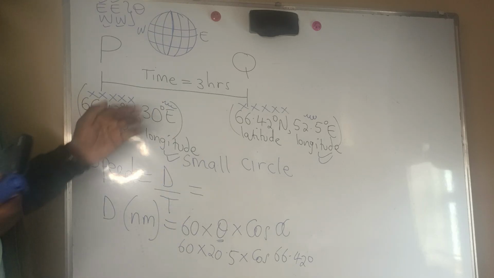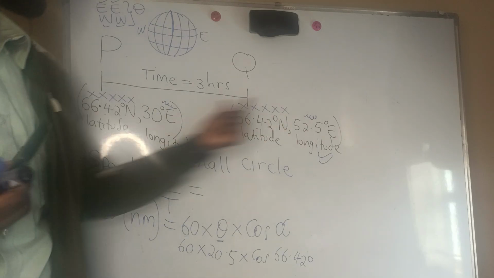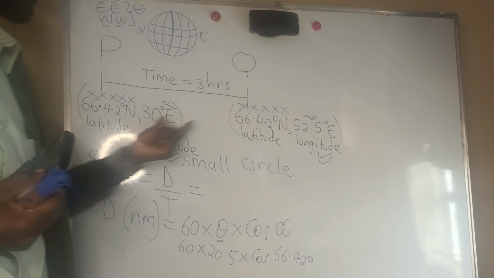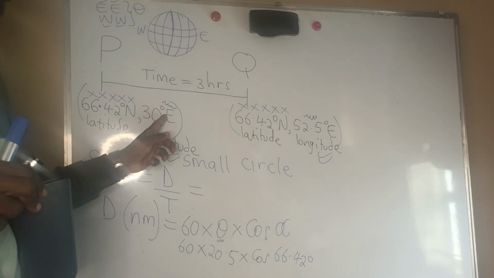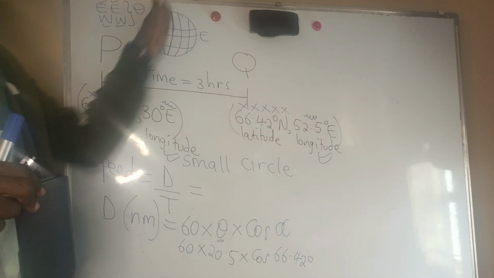How do I get the theta? I look at their longitudes. Longitudes of these 2 points can give me the theta. I ask myself, are they in the same hemisphere or different hemispheres? They are in the same hemisphere. They are all to the eastern part of the prime meridian.